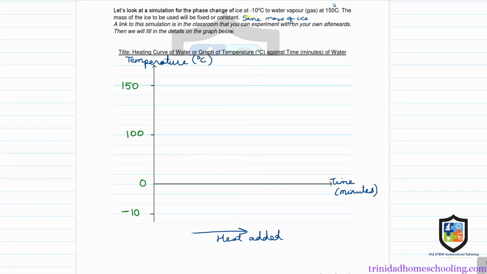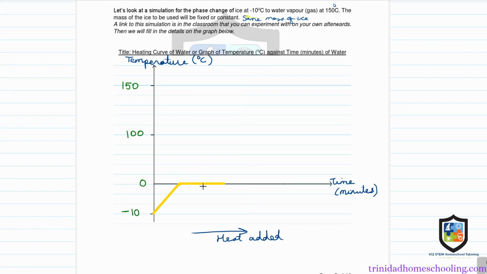So let's draw in our curve. That would be the curve that we saw in the simulation. So I'm going to use yellow to draw in the curve. I'm starting at ice at minus 10 degrees Celsius. So I'm starting here. So I'm going to increase. So we're adding heat over time, and as time passes, the temperature of the ice is going to increase until it reaches this point here at 0 degrees Celsius. And then we saw at 0 degrees Celsius a flat line like this. And it stayed at 0 degrees Celsius for a while.